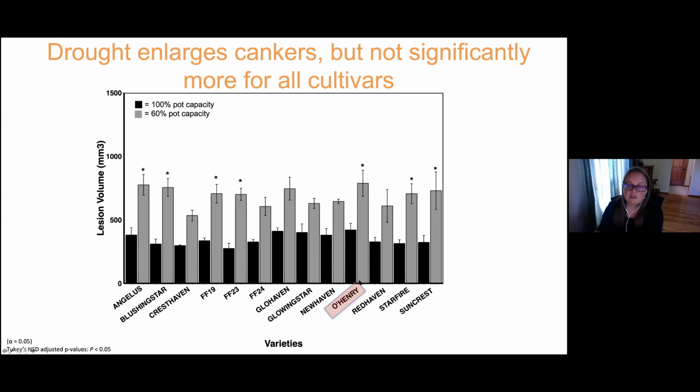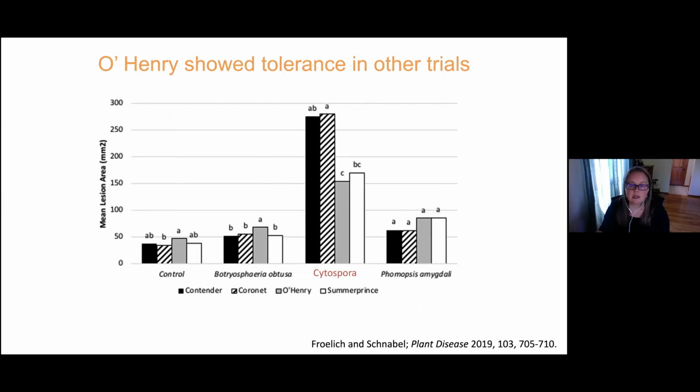One thing that's really interesting was this O. Henry, because it was compared in another trial in South Carolina. Basically, what they looked at were four different cultivars. This was Schnabel, who's a professor at Clemson, and they used Contender, Coronet, O. Henry, and Summer Prince, and basically challenged them against Cytospora.